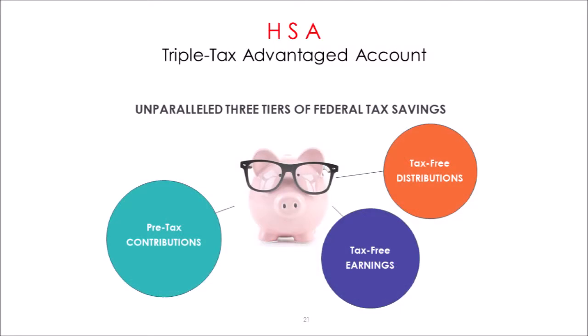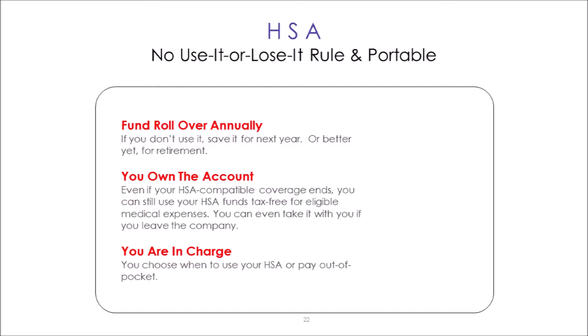The HSA provides 3 tiers of federal tax savings: pre-tax contributions, tax-free earnings, and tax-free distributions. No other investment vehicle has so many tax advantages. The HSA funds you never lose. They will roll over from year to year until you need to use them. You can also invest your funds once you have more than $2,000 in your account.